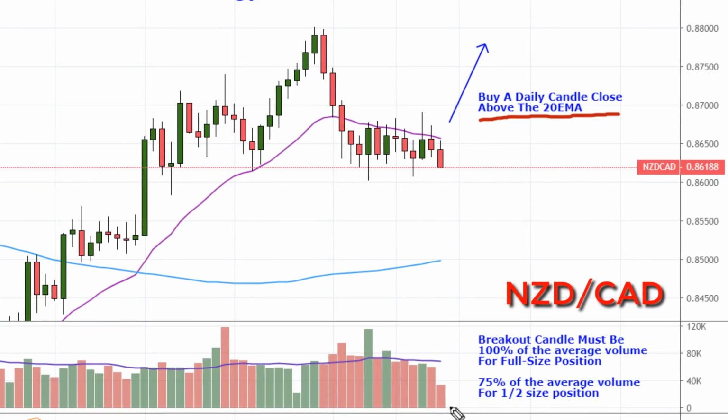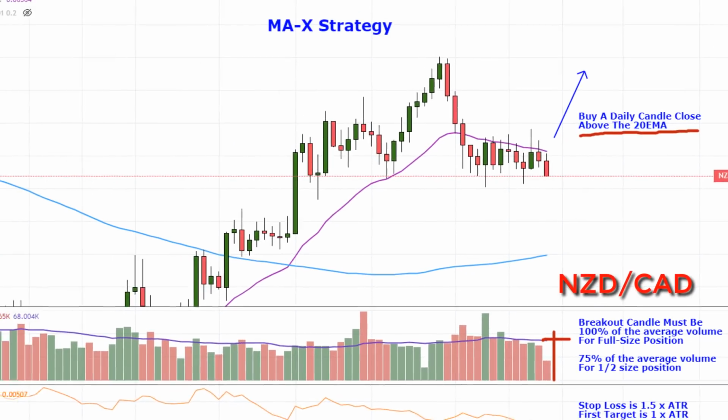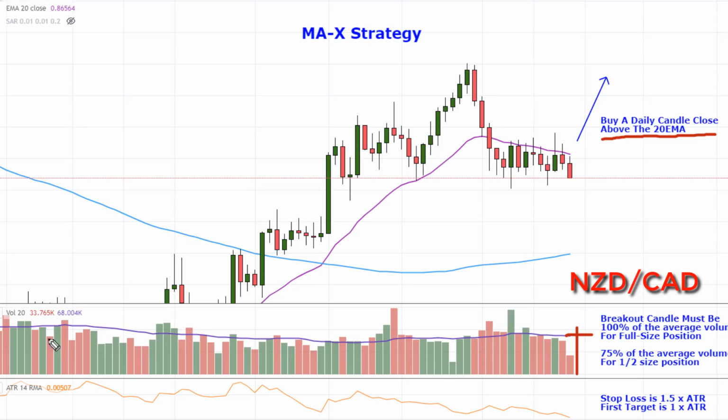On the breaking candle, to enter a full-size position, we want to see this volume bar reach up to at least this volume average. If it doesn't quite reach the average but does reach 75% of the average, I'll open a half-size position to reduce risk. You can calculate the percentage by dividing this volume by this volume average, and you should get at least 0.75. If you don't have at least 0.75, then stand aside on the trade.